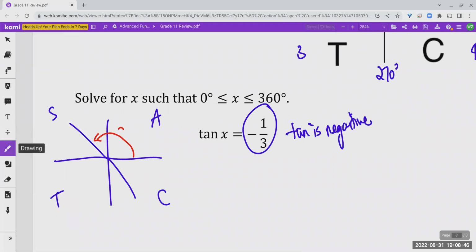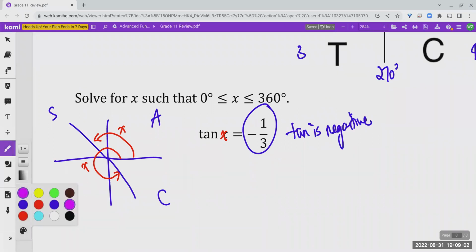This angle is what we call x. We need to solve for this x. But wait, there's another one, because there are two answers. This is also x. So how do you solve for that? You have to use related acute angles.